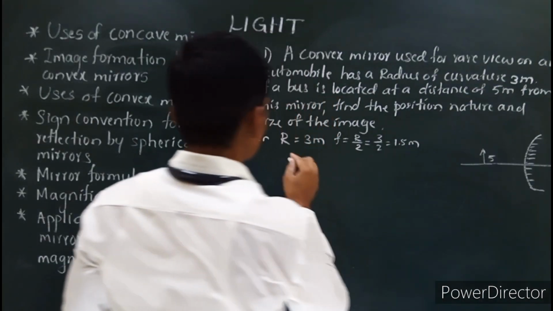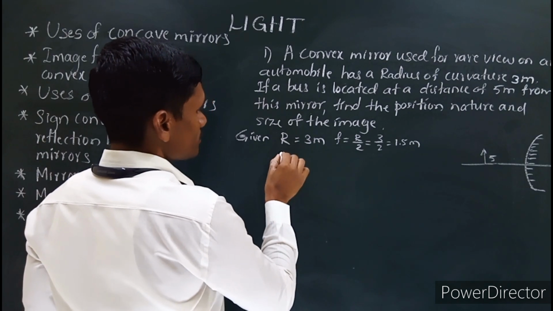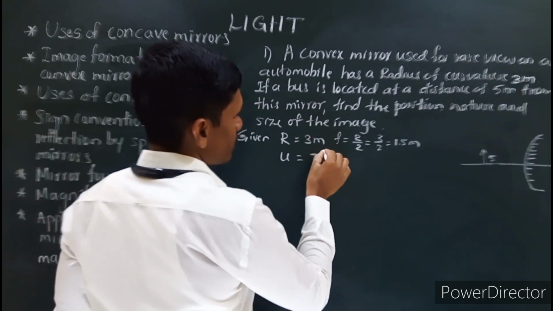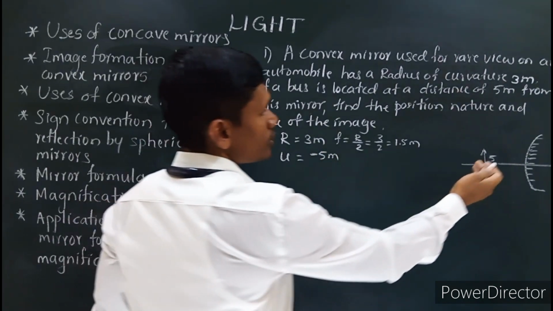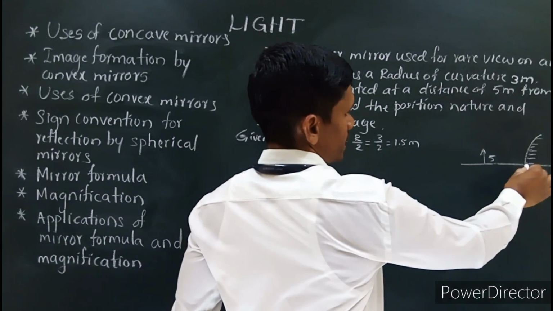So this value we have to take as object distance. We already understood. This is object distance, u is equal to how much? 5 meter. How we have to take that value? We have to take it as negative, because the object is always placed on the left of the pole of the mirror, or origin we can say, right?